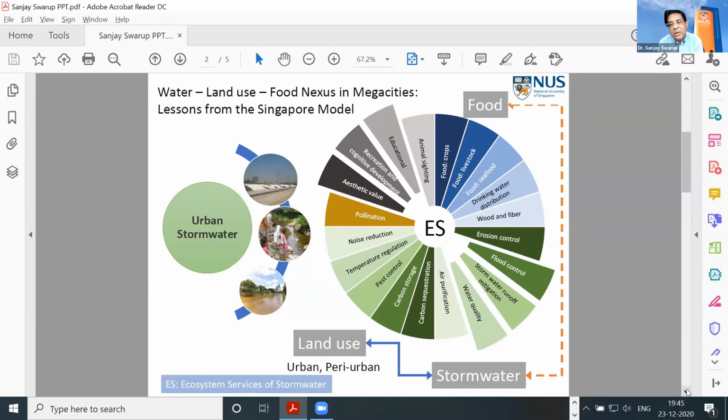What I'm also highlighting on this slide, if you look at the top right, is its use in food as well. So this water from land use, whether it is in light industrial, heavy industrial, agricultural, or for urban use, different land uses can be intermingled after understanding the needs of that particular decentralized system.